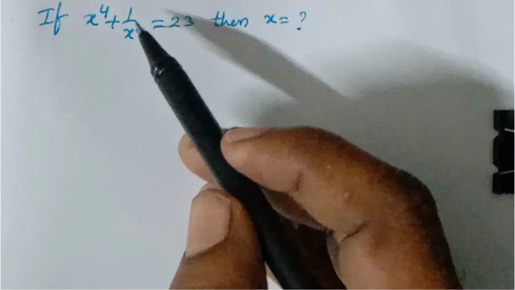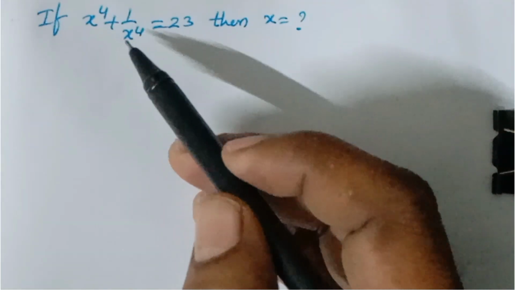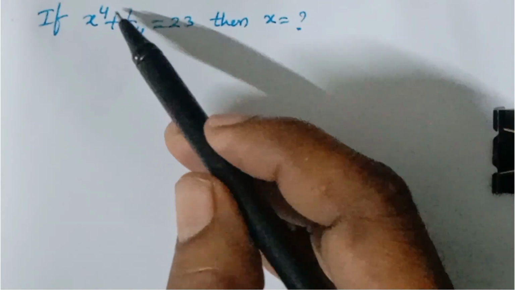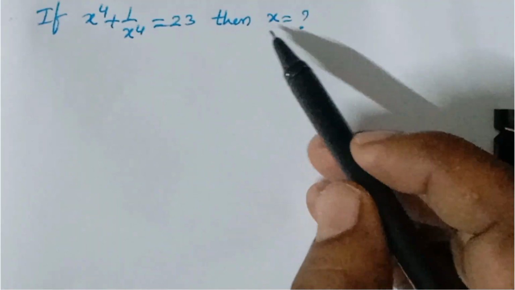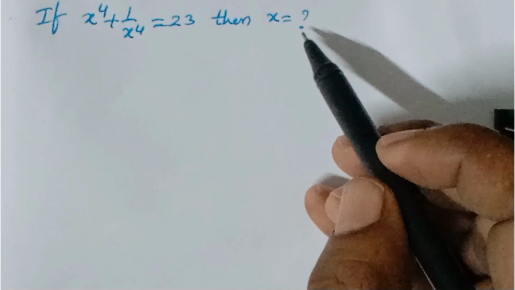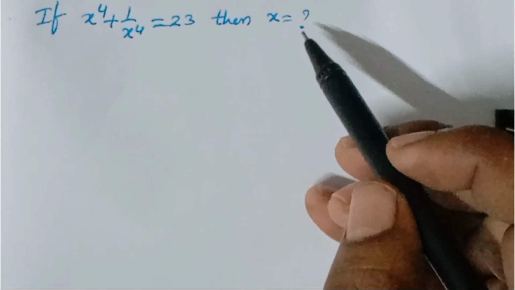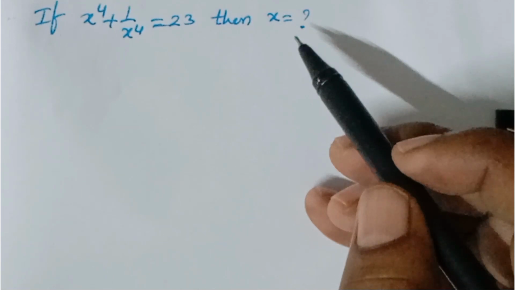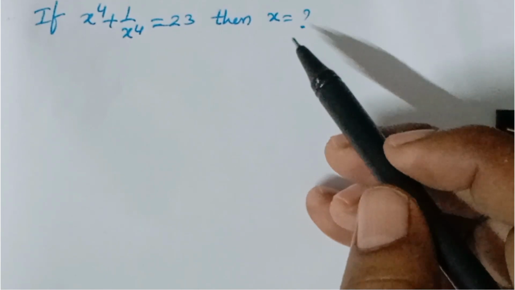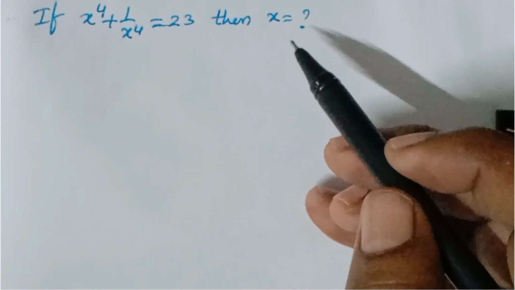Today we are having one question, a logical question. If x power 4 plus 1 by x power 4 is 23, we have to find the values of x. So we are going to solve this. Before we start, don't forget to pause the video and try to solve it.